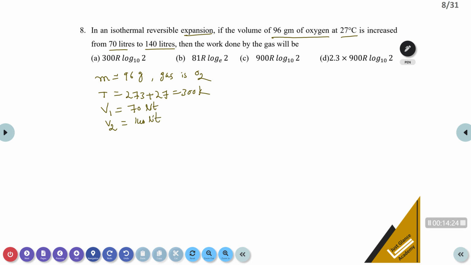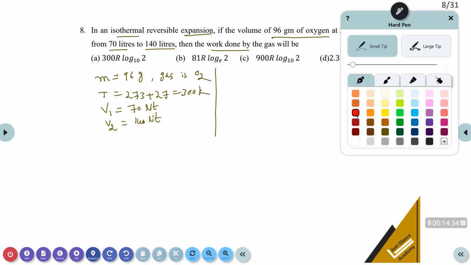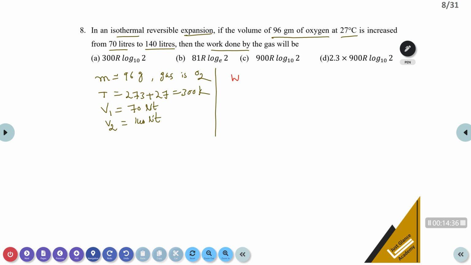What is the work done? Which process is it? Isothermal process. We know the formula for the isothermal process. Work done equals nRT into log to the base e of V2 divided by V1. Recall it, V2 by V1. Okay, substitute.